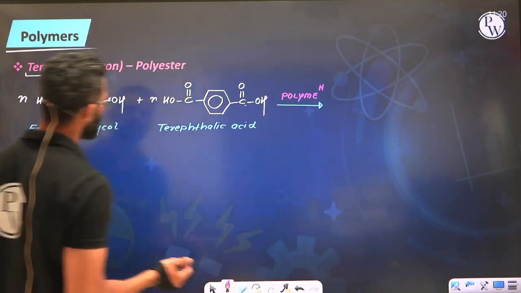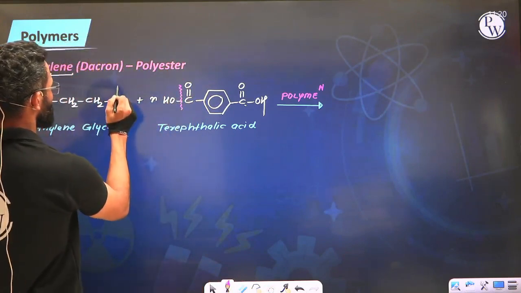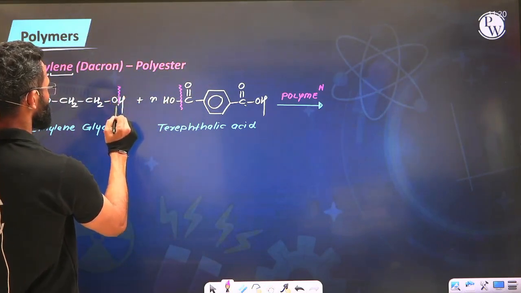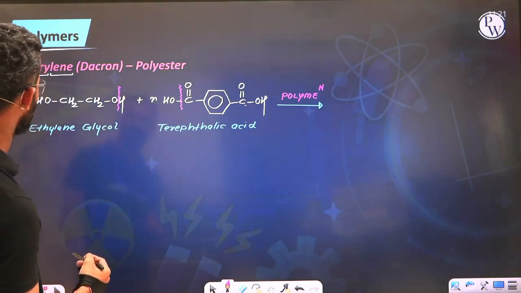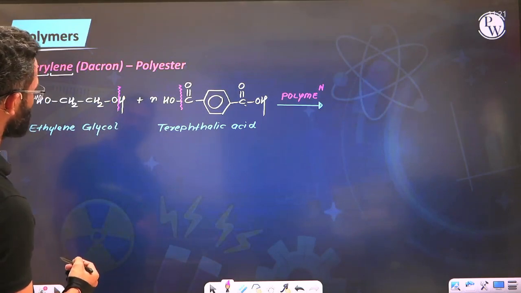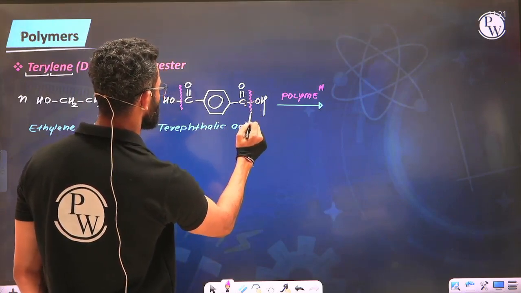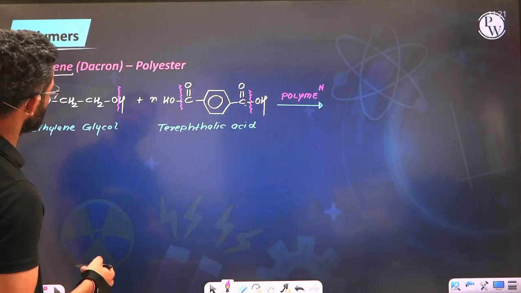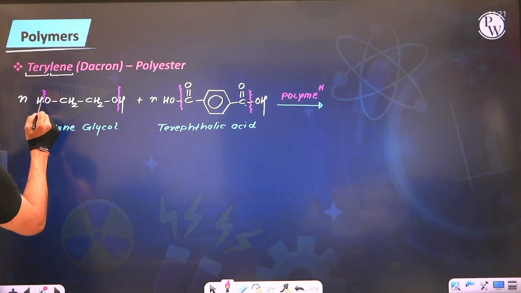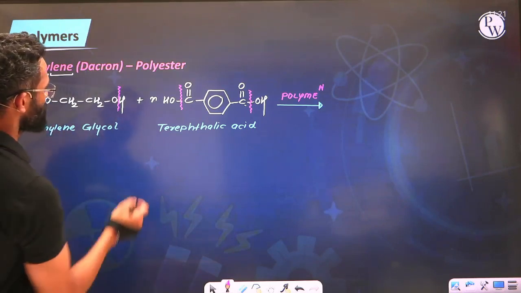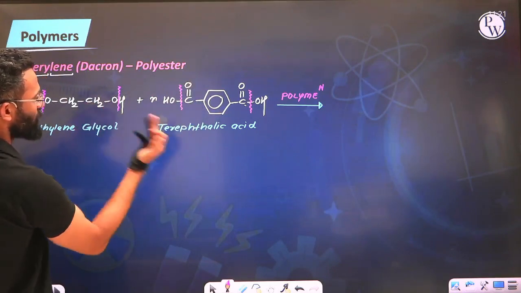Guys, that's what's going to happen here. Carboxylic acid loses OH. Alcohol loses H. Similarly, from the other end, acid will lose OH, and the alcohol group will lose H. And that's how you'll see C double bond O will be connected to O. So R C double bond O O R is what we call an ester.